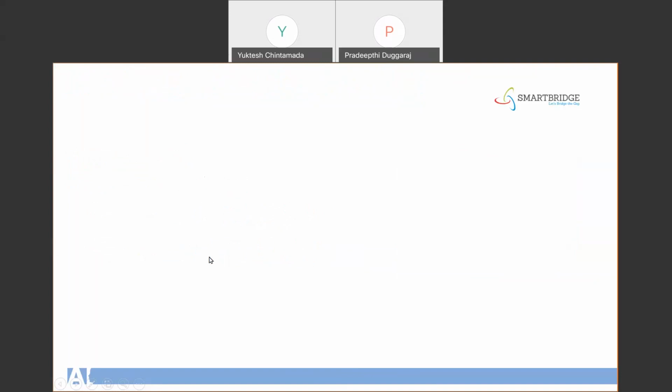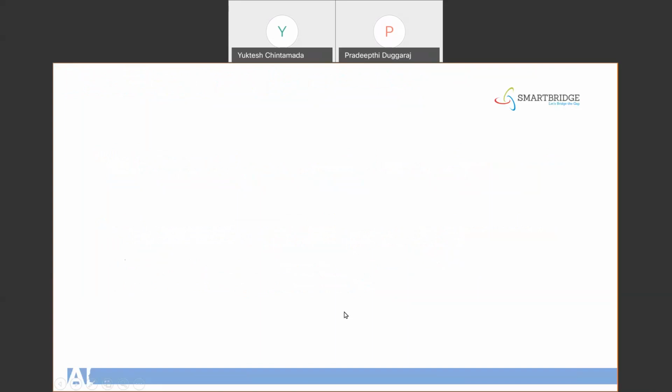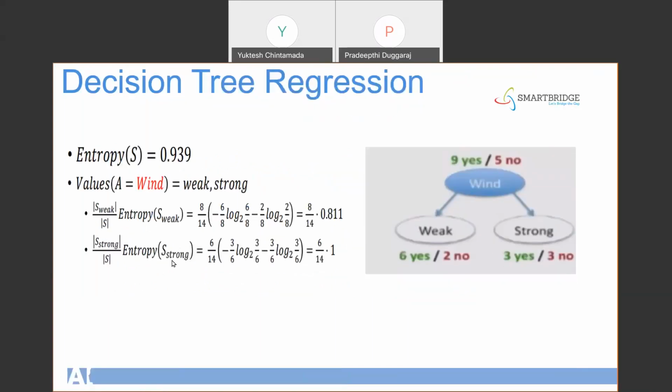While showing the formula of information gain, you have something called SV by S, right? So here S is nothing but the number of observations in that particular node divided by total number of observations in the data set. Number of observations in the particular node divided by total number of observations. Right? So here, weak. In weak, you have 8 observations divided by total, which is 9 plus 5, 14. So 8 by 14 into entropy of weak. In the same way, total number of observations is 14 and strong observations is 6.